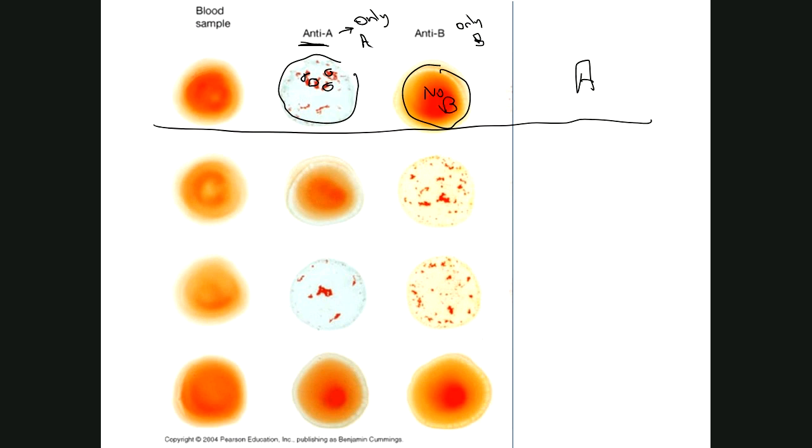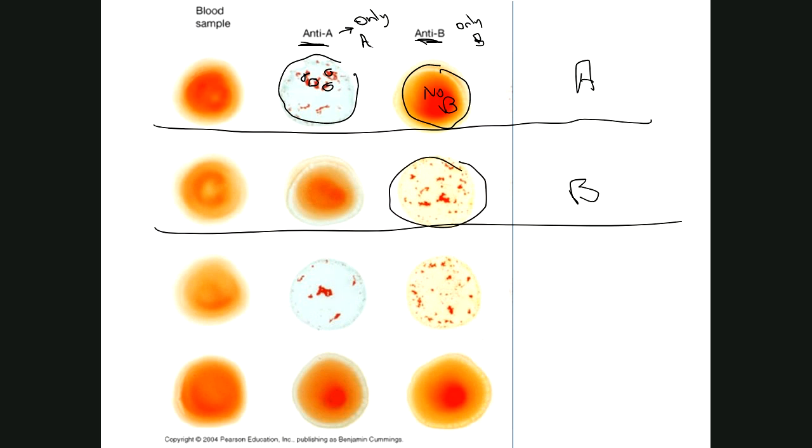Make sense? What is this person's blood type? A, B, AB, or O? This one's B. That's exactly right. Same thing: here's anti-B, which only attacks B. We got clumping. No clumping here, so there's no A.